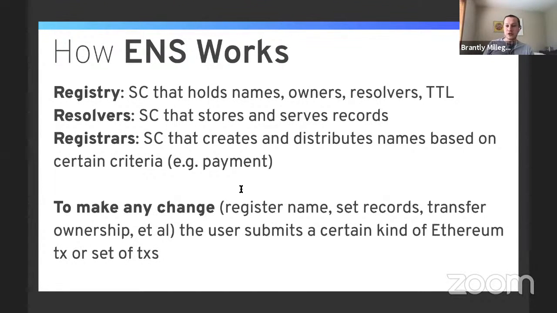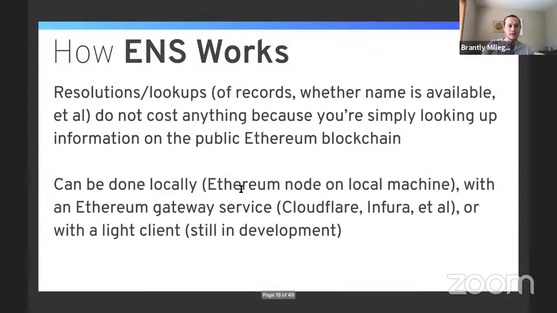Of course, to make any change to ENS, whether it's to register a name or change a record or something like this, you just have to submit the right set of Ethereum transactions on the Ethereum network. But resolutions or lookups, of course, are free. They don't cost anything because there's no change to the Ethereum blockchain state. You're just looking up information off the Ethereum blockchain, which you could even be doing on your own local nodes. Like I run an Ethereum node on my laptop. I can set MetaMask to work with that. And if I'm sending to Brantly.eth with MetaMask, it's doing that lookup on my own local machine. So it's like I have all of ENS on my local machine, which is interesting.